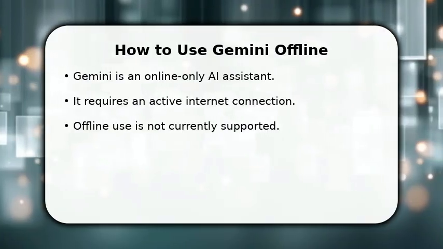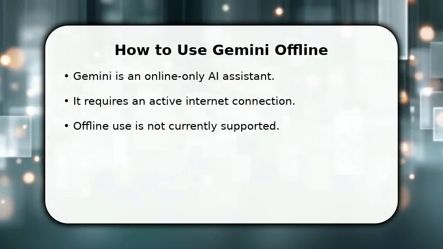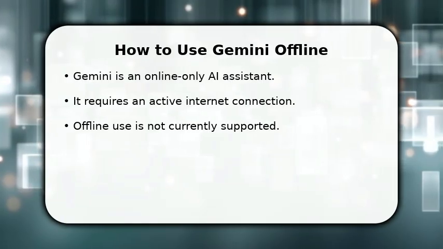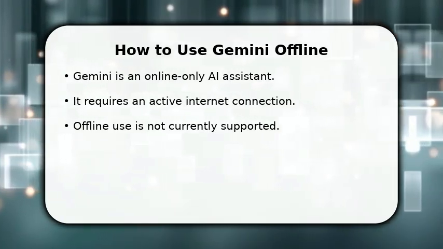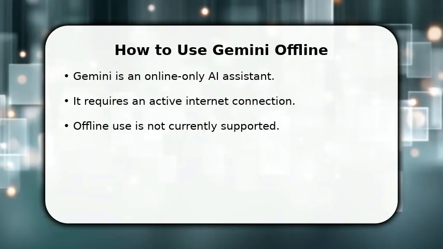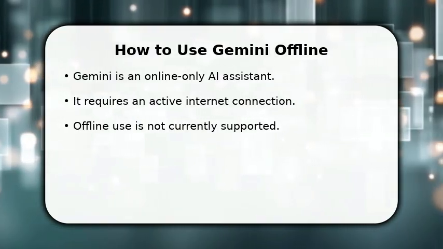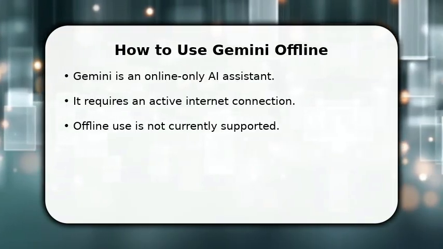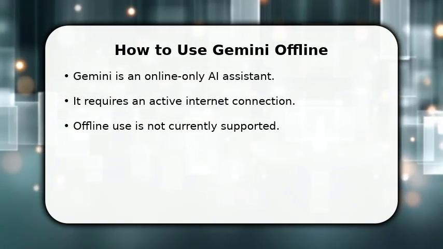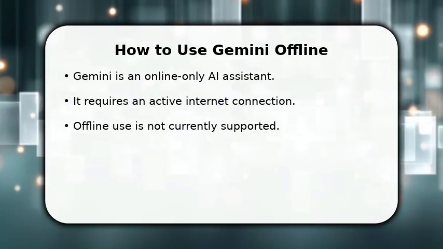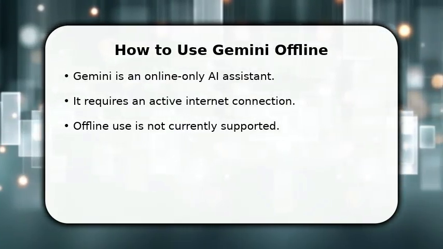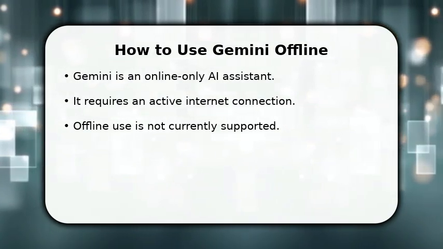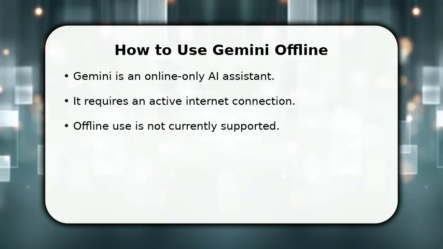In this video, I will explain how to use Gemini offline. Unfortunately, Gemini is an AI assistant that requires a constant internet connection to function. It relies on powerful cloud-based servers to process your requests and generate responses. This means that, at present, there isn't a direct method to use Gemini without being connected to the internet. Its core functionality is deeply integrated with its online infrastructure, making offline operation currently impossible.